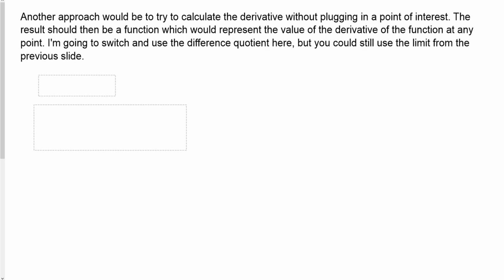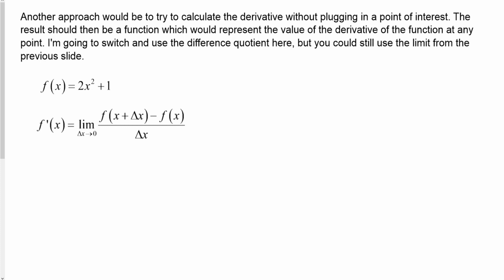And this new approach would be to try and calculate the derivative without plugging in a point of interest. The result then should be a function which would represent the value of the derivative at any point. So I'm going to switch and use the difference quotient here, but you could still use the limit from the previous slide. But that's what we're going to try. We're going to take our function 2x squared plus 1 and evaluate the derivative function by not plugging in -2 for x or any other value for x. We're just going to leave x alone and see what happens.